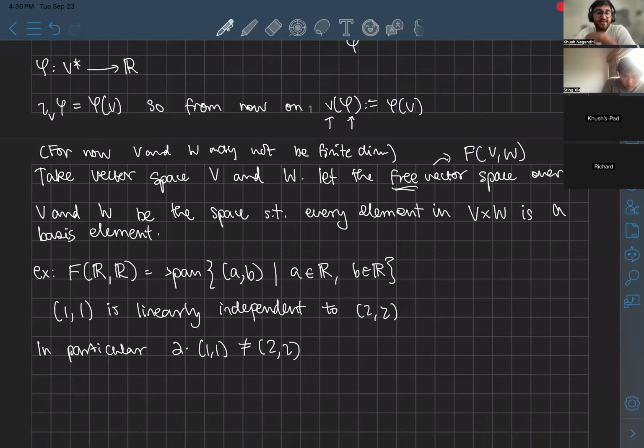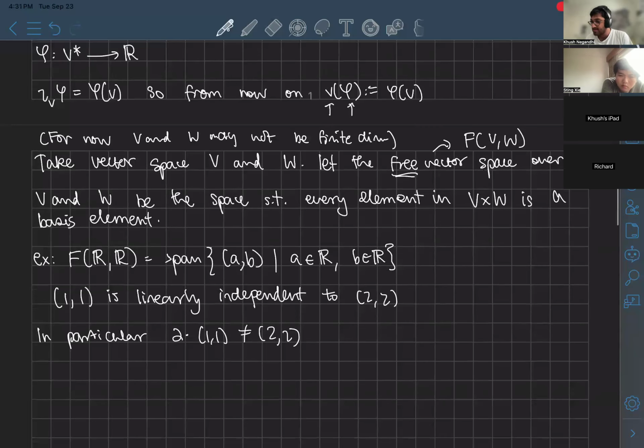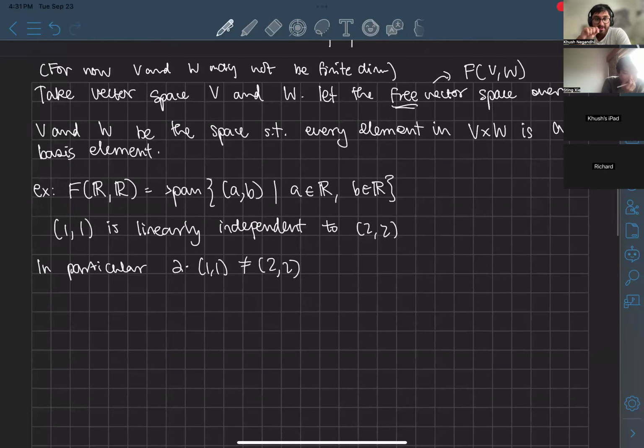Are there any questions that relate to the free vector space? Because I think this is a slightly confusing idea. Are there any questions? Okay, and now, oh, there's a question.